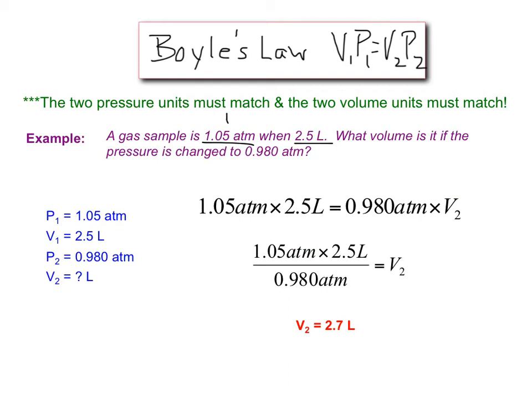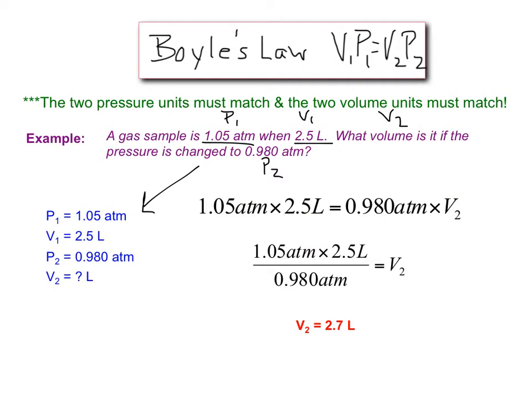So this is going to be my initial pressure and my initial volume. We're trying to figure out what the second volume would be, what the final volume would be, if the pressure was changed to 0.980 atmospheres. So the first thing you see here is that the pressure units are the same. And so now we're just going to plug and chug. We're going to put those numbers, which I have defined for you over here, into the equation.